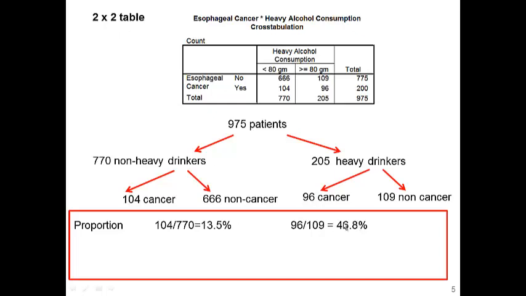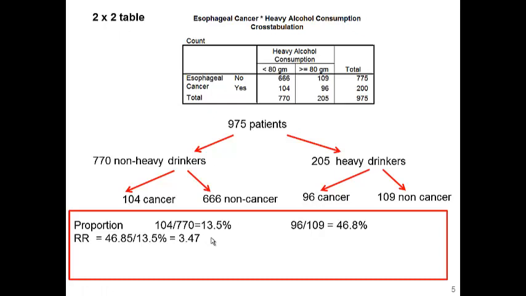To compute relative risk, you simply take the ratio between these two: 46.8% divided by 13.5%. So relative risk is 3.47. You may say the risk of having cancer is increased by 3.47-fold with heavy alcohol drinking compared to non-heavy alcohol drinking.